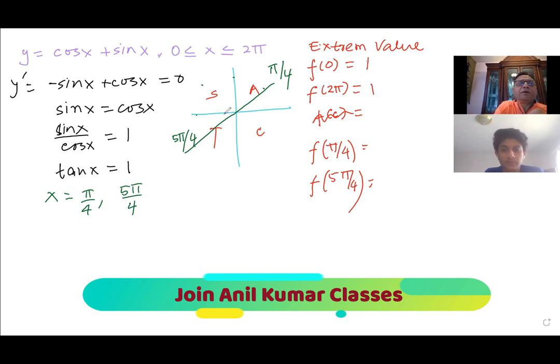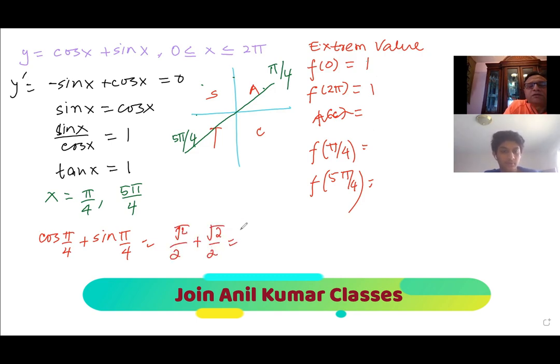When you plug in pi by 4, what do you get? Both are positive, correct? 1 over square root 2. You can write square root 2 over 2, right? So adding them, which is 2 square root 2 over 2, which is square root 2, right? And if it is 5 pi by 4, both are negative, right? Yeah. Minus square root 2. So we have absolute maximum at pi by 4 when you compare them. Right.